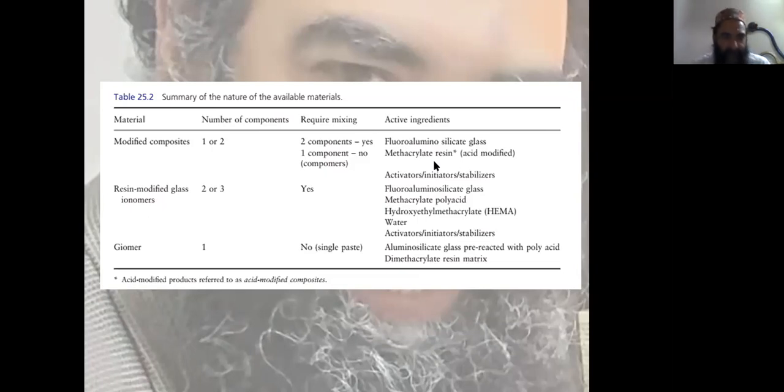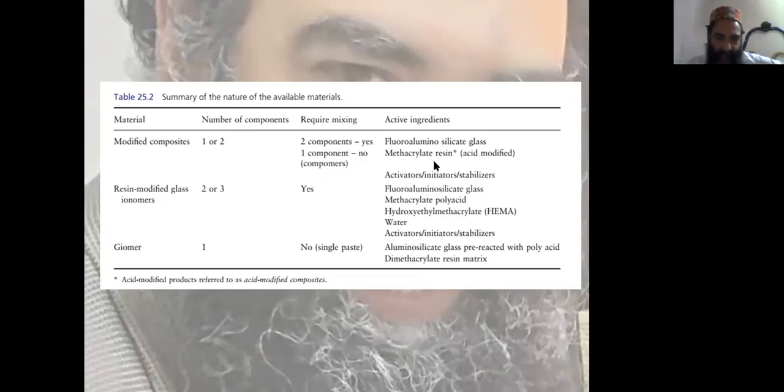Sorry, resin modified glass ionomers, again 2 components or 3 components may be there, requiring mixing. Obviously, if 2 or 3 components are there, then it requires mixing. Fluoroaluminosilicate glass, methacrylate, polyacid, hydroxyethyl methacrylate, HEMA, water and activator, initiator, stabilizer.